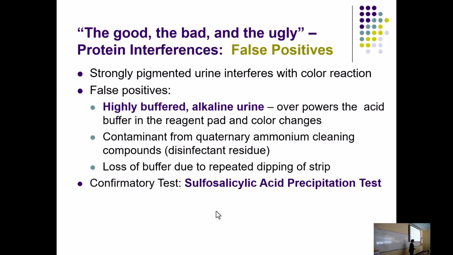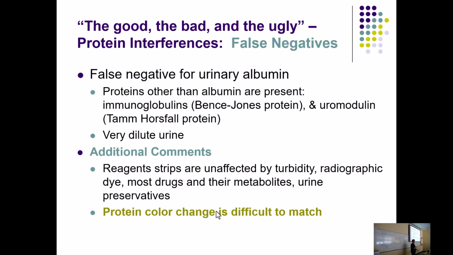Loss of a buffer due to repeated dipping. You put it in, you hold it in, it's going to lose the buffer. You swirl it, swirl it, swirl it, and kind of mix it and hold it in for too long. Repeating dipping up and down, any of that, you're going to lose the buffer on the pad, and you're going to have a false positive result. That's why we dip it, one little swirl, pull it out. So if we have a positive and the pH is really high, that's when we're going to do the sulfosalicylic acid precipitation test. It's a precipitation test, and I'll get into that in a couple slides.